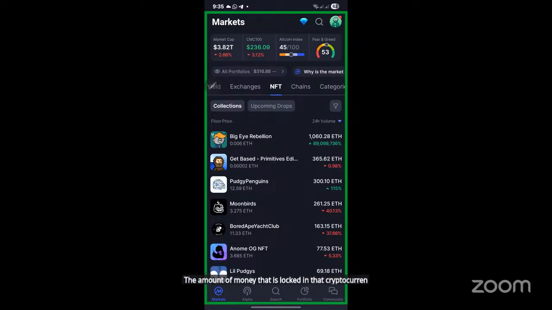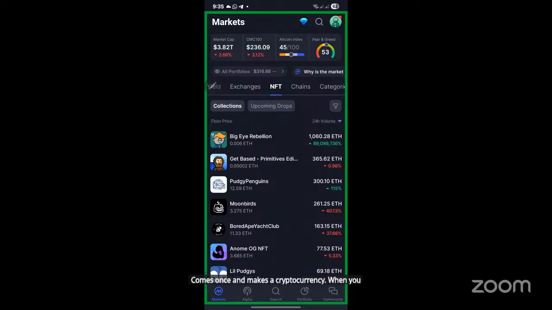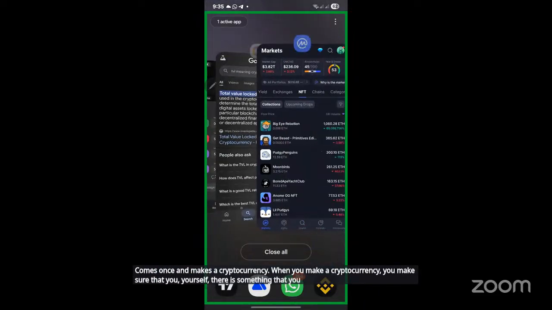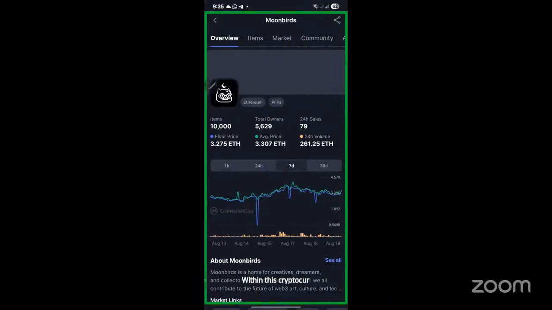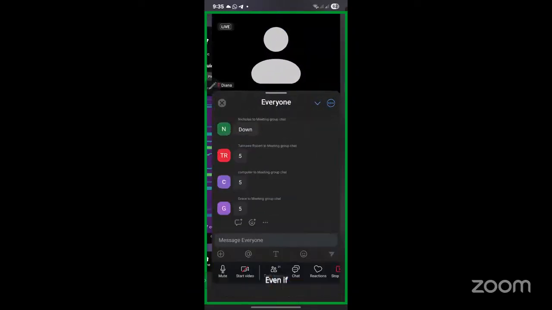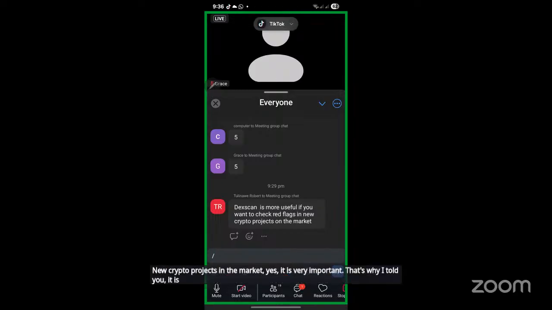In other words, when somebody makes a cryptocurrency, they make sure there is something that they own within this cryptocurrency, something the coin itself holds, such that even if it is dumping, it cannot dump 100%. Xscan is more useful if you want to check red flags in new crypto projects on the market. Yes, it is very important. That's why I told you it is a DEX part of it, like the alpha.